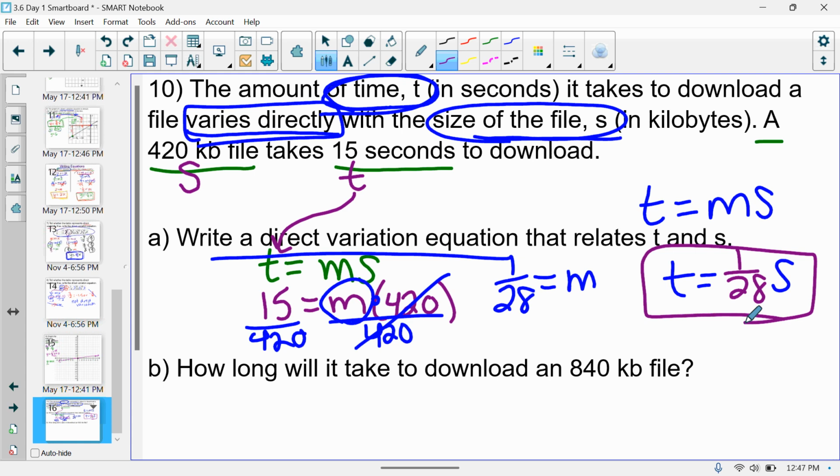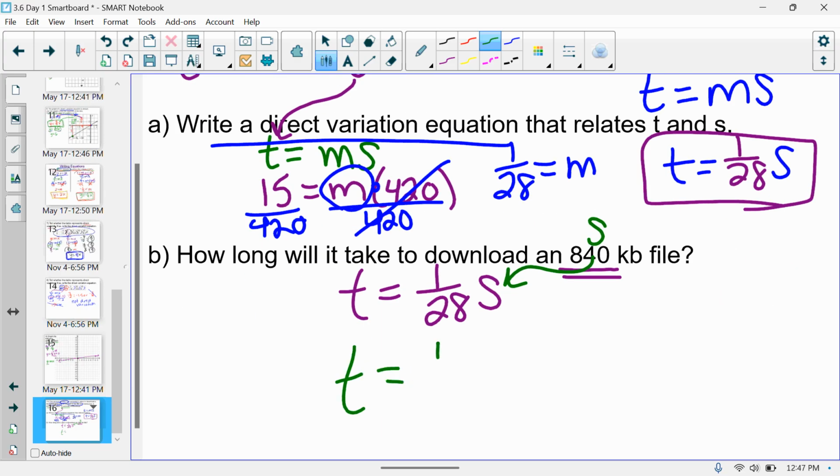Now, it's helpful to find the equation because now I could figure out any size file. Like if I have an 840 kilobyte file, I can figure out how much time it's going to take me to download that by just using my equation. But I would have to be careful. This is the size of the file, right? We would make sure we fill that in for s. So we would do 1/28 times 840. That math will help us figure out the time. How long is it going to take us? So 1/28 times 840. See what you're going to get for that.